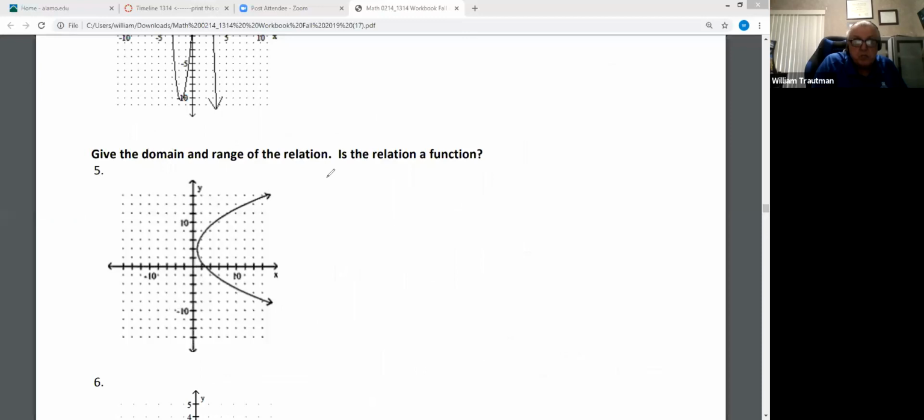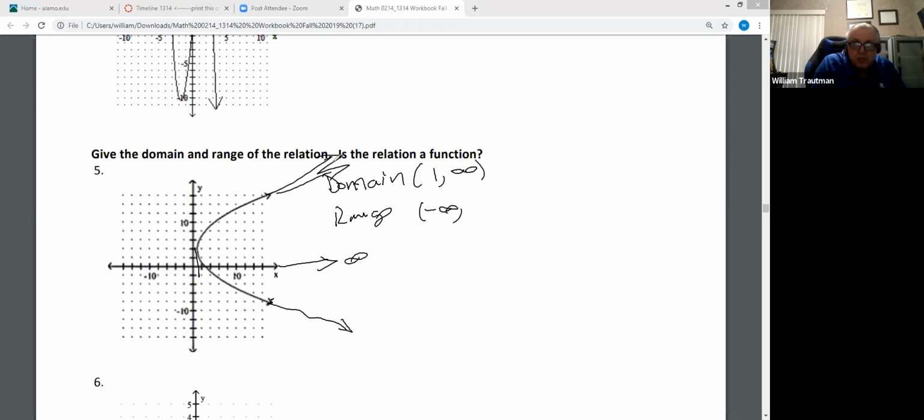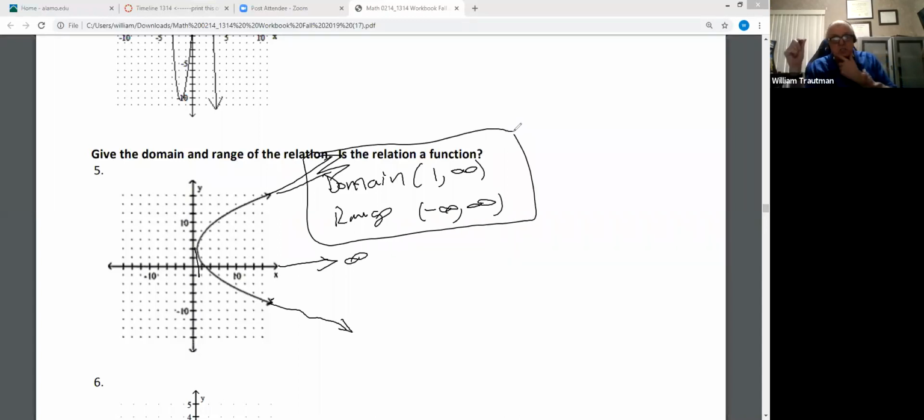So for this graph, to clean it up a little bit, the domain starts here at 1 and goes to infinity. You see the graph just goes to infinity. The range, this thing goes down forever, so it goes to -infinity, and it goes up forever. The highest is +infinity. This is the domain and range for this function. Oh, it's not a function. We already said it's not a function. I just wanted to go over the domain and range. Normally on the homework, if it's not a function, you don't have to do the domain and range, I think.